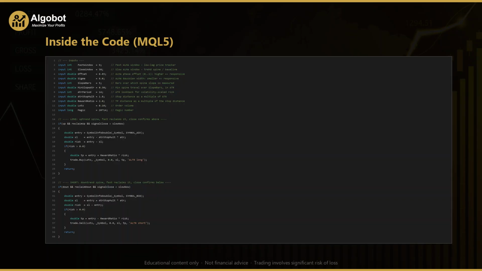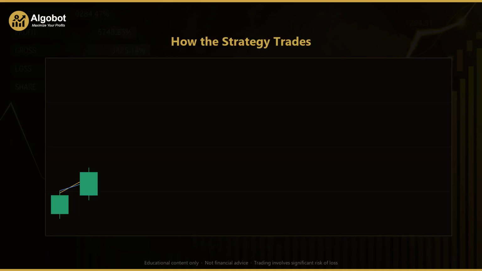Same structure, opposite direction. Let's bring the logic to life on this chart. You can see two lines drawn over the candles. The gold line is the fast Arnaud Legoux Moving Average, our low-lag price tracker. The blue line is the slow ALMA, the trend spine that represents the underlying direction. Watch how the two interact, because that relationship is the whole strategy.